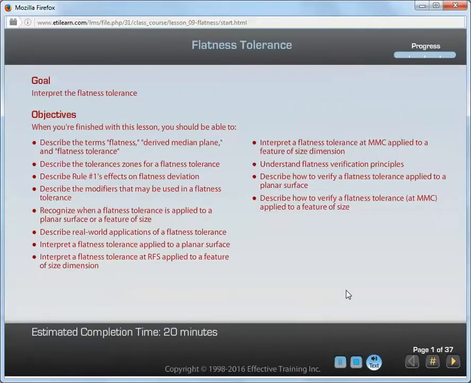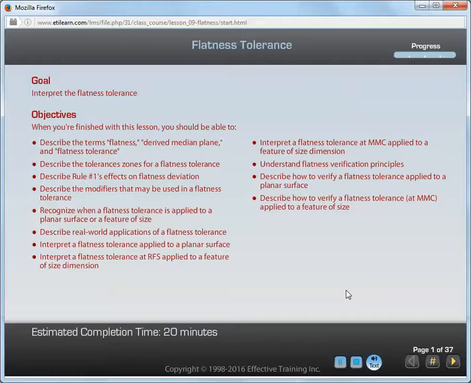Welcome to the lesson on the flatness tolerance. Your goal for this lesson is to interpret the flatness tolerance. When you're finished with this lesson, you should be able to describe the terms flatness, derived median plane, and flatness tolerance. Describe the tolerance zones for a flatness tolerance.